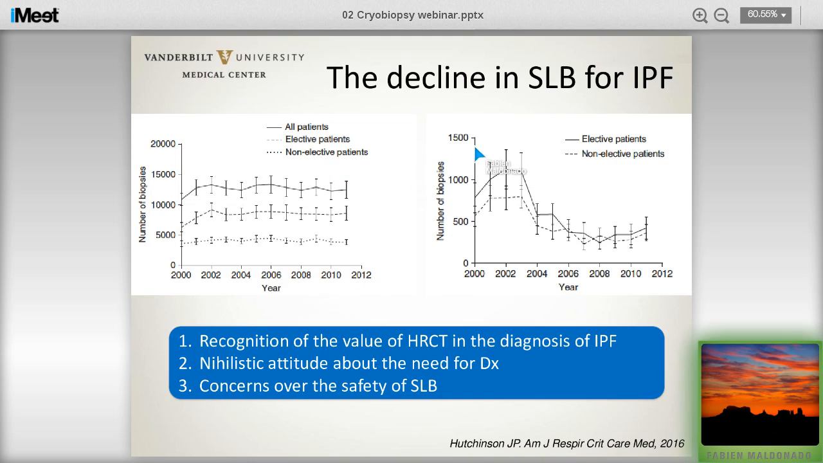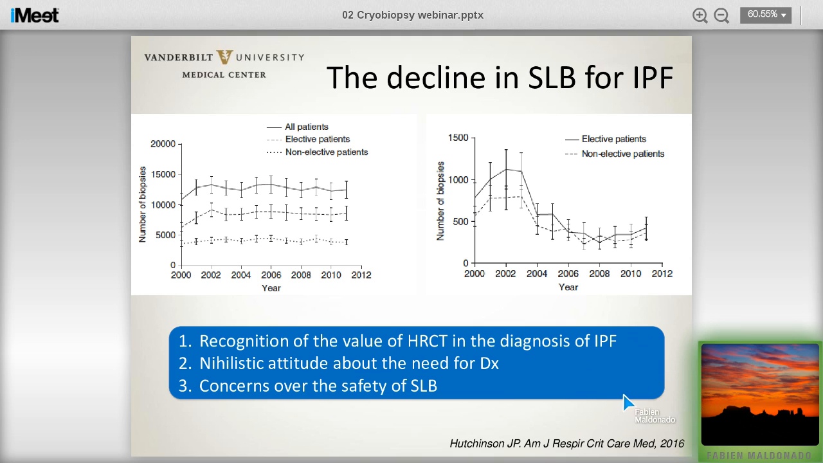So the problem, of course, is that we've seen a decline in surgical lung biopsies, specifically for IPF, as shown on this graph here, since about the 2000s. But the surgical lung biopsies for ILDs in general have remained relatively flat. And this is a great paper from Hutchinson that was published last year. This is looking at the largest inpatient database we have in the United States, so this represents 7 million inpatient stays.